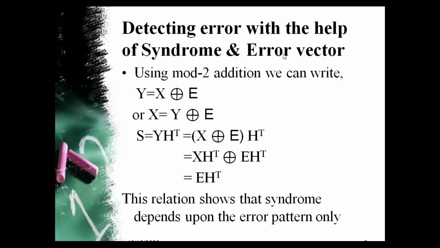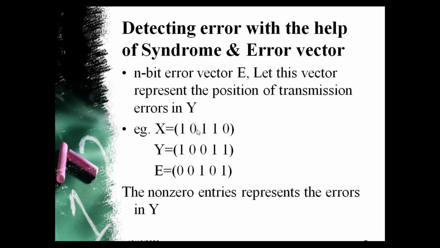Then detecting error. This we can say that is using modulo-2 addition. We can write y equal to x XOR e, that is, here x is the transmitted word and e is the error vector. We can consider the previous case.